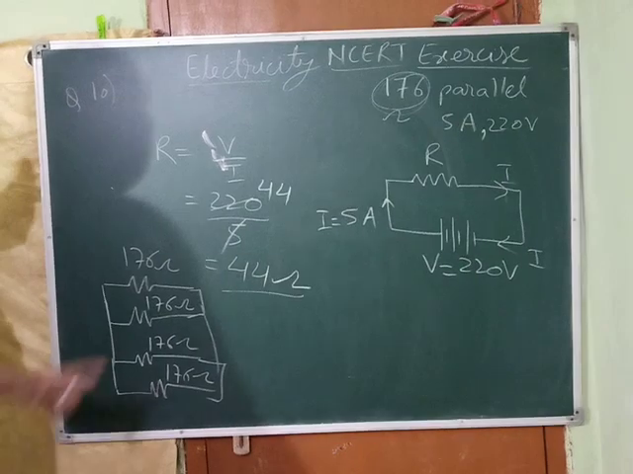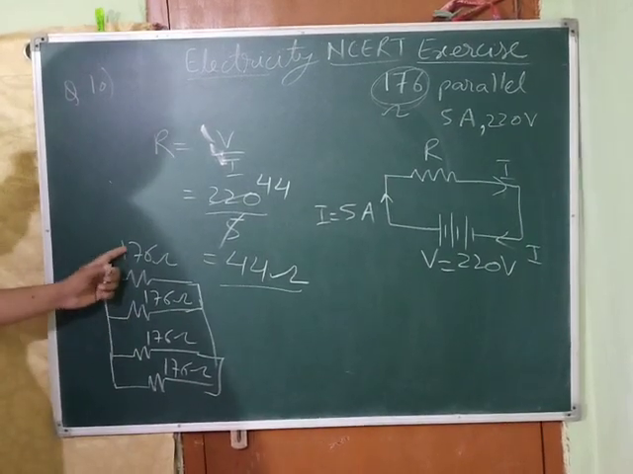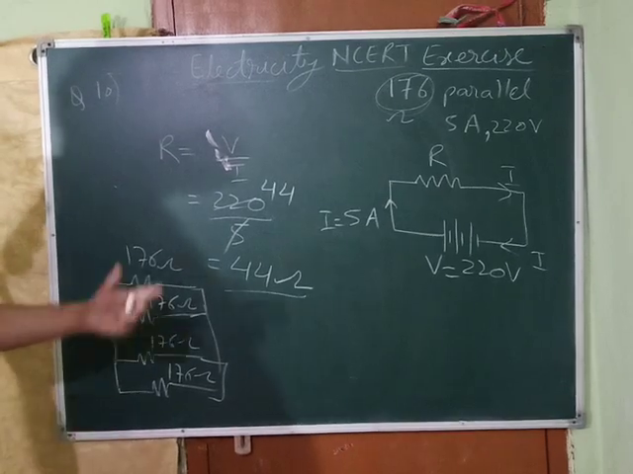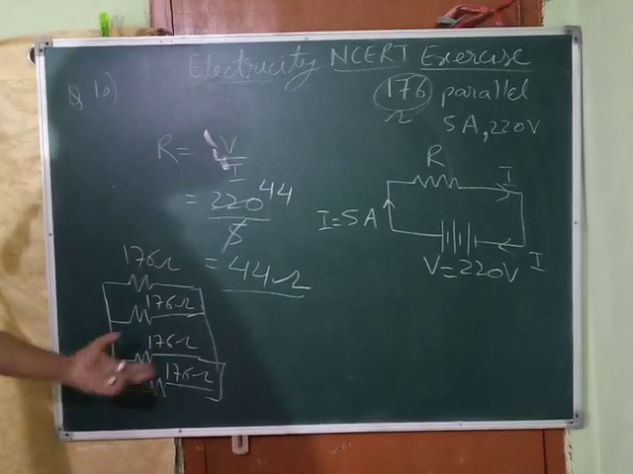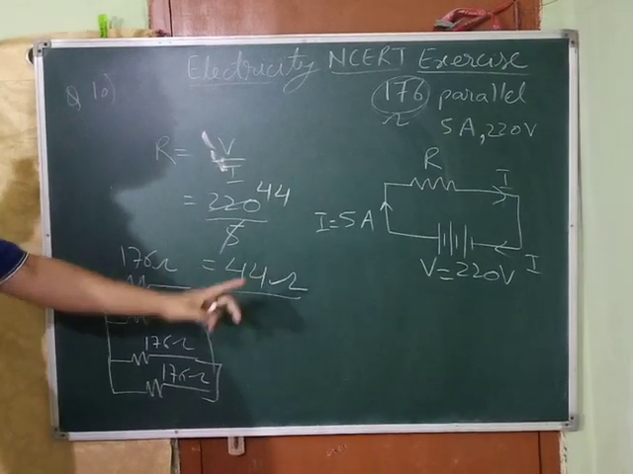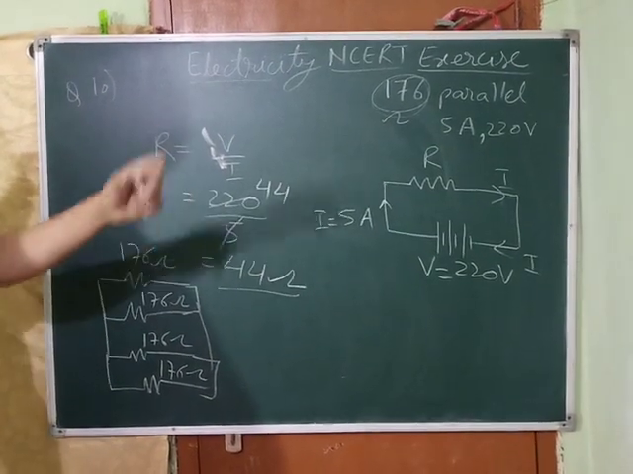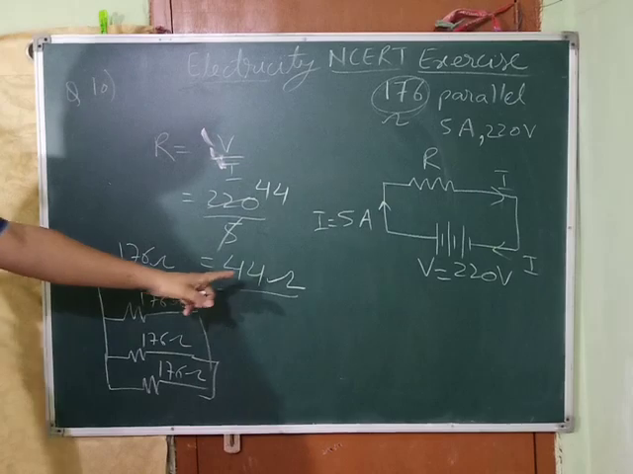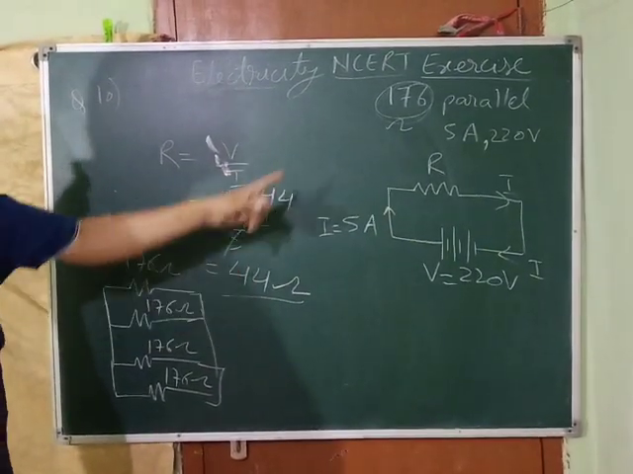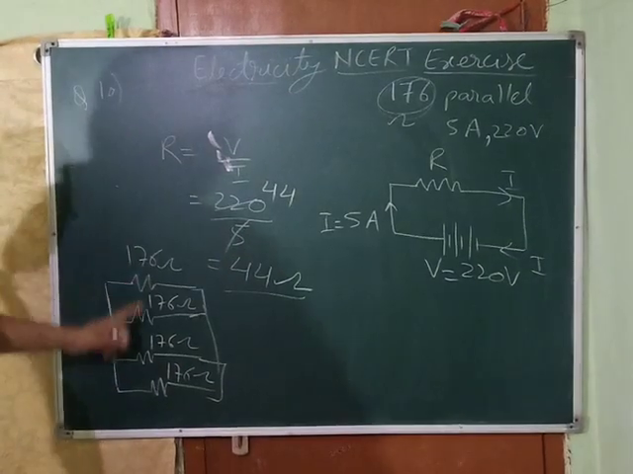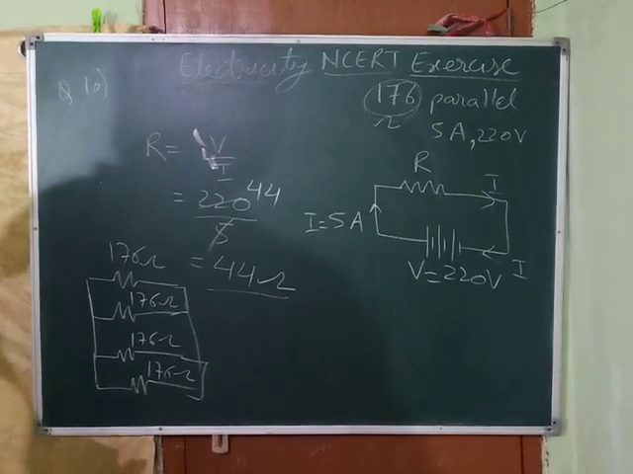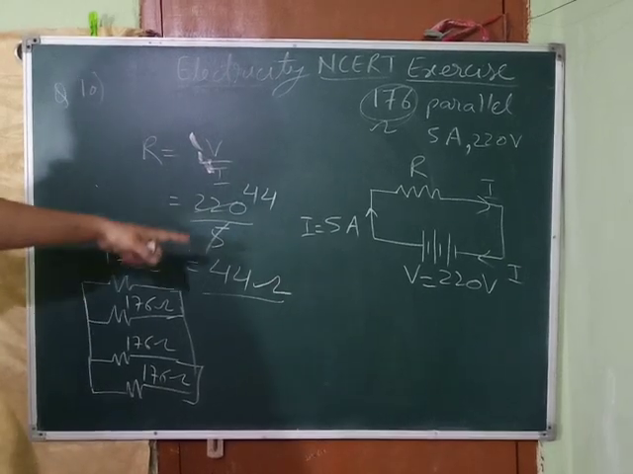When we connect 2, we get half. When we connect 4, we must get 1/4, because for 2 it is half, so for 4 it must be 1/4. And 1/4 of 176 is 44. You can divide by 4: 4 4s are 16, 1 carried, 4 4s are 16, 17. So it should be 44. Now how are we going to get that? Let us see. I think you have noted down this.